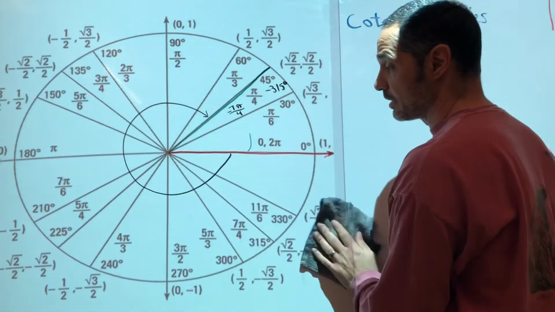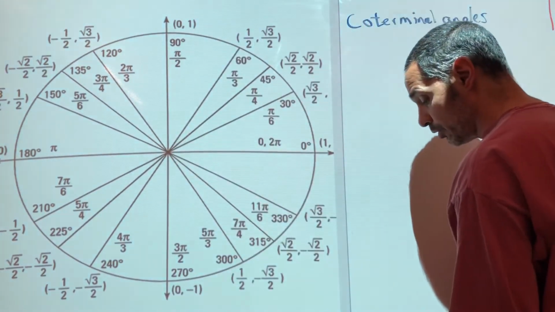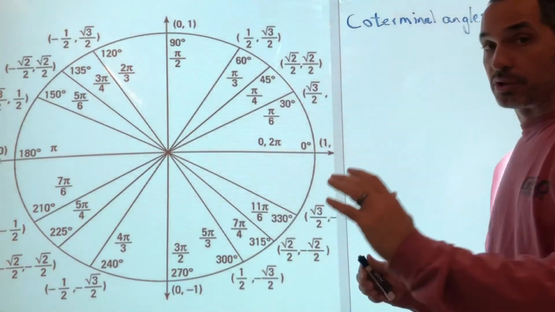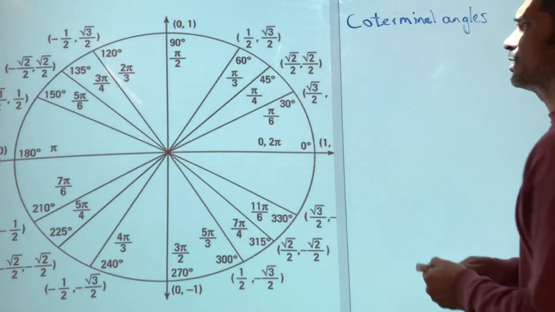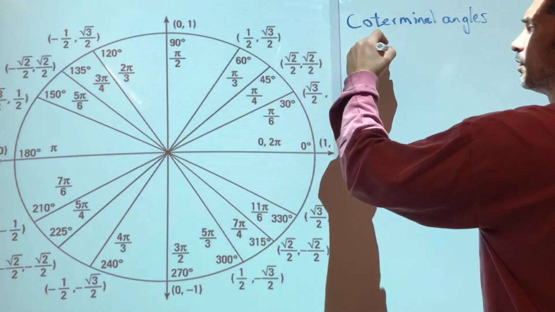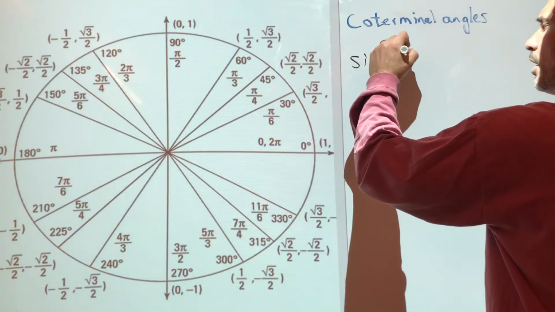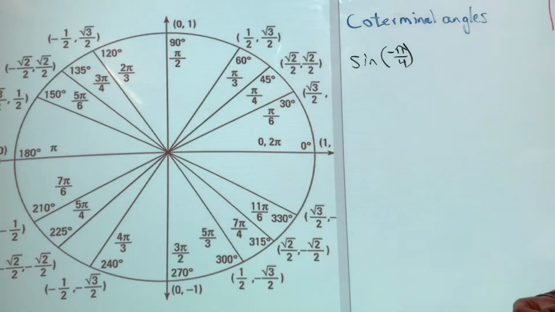Let's try a couple of examples of how we would use this. And again, we're just introducing this, so there's larger meaning for what's happening. We're just getting the basics. So let's talk about finding the sine of negative pi over 4.